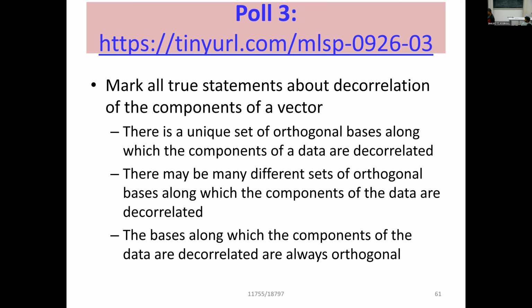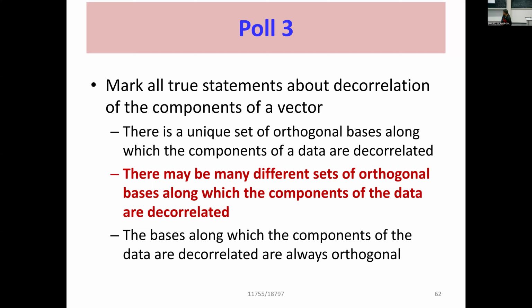All right, first one: false. Second one: true. Third one, all right. So there are many different sets of orthogonal bases along which the components are decorrelated, and the rest, of course, gobbledygook. Okay.